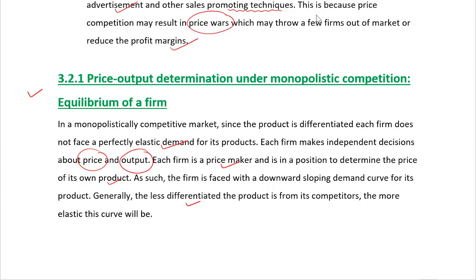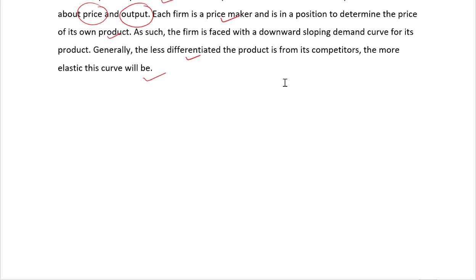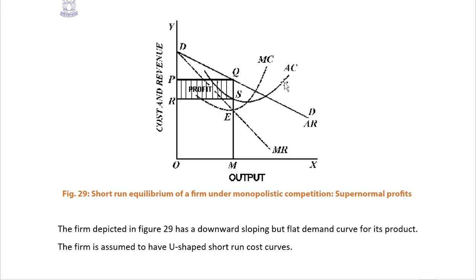Generally, the less differentiated the product is from the competitor, the more elastic the curve will be. If the product differentiation is more, I mean the two products are not very similar, they are a bit different, in that case the elasticity is less, so the curve will be less elastic. Just see this figure 29. Short run equilibrium of a firm under monopolistic competition, that is supernormal profits.